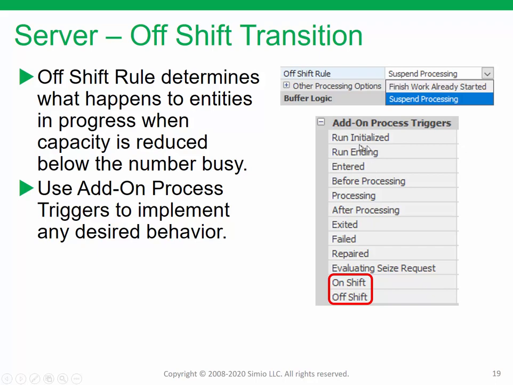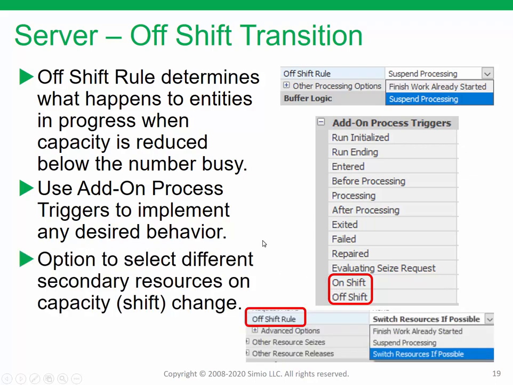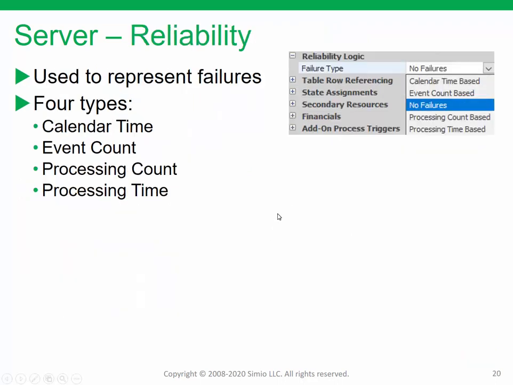If you look in the add-on process trigger property group, you have on shift and off shift, and this triggers a process to occur when a server goes on shift, comes back on shift, or goes off shift. We also have an option to select a different secondary resource on a capacity change or a shift change, and we'll talk more about secondary resources in just a second.